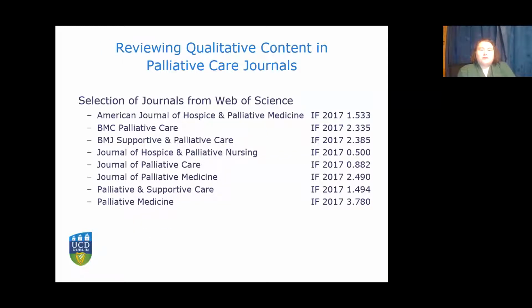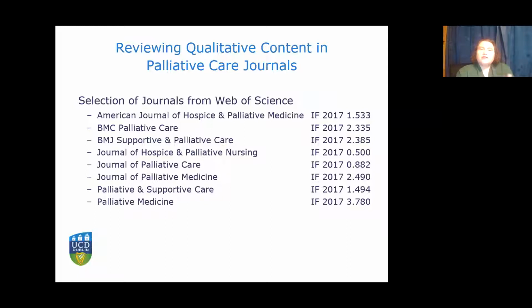So in preparation for today, I just pulled a list of journals from Web of Science that had the word palliative in them. So these in alphabetical order are the journals that came up. I've excluded Current Opinion because it's more review paper, so it was less relevant. But these 8 journals, as you can see, range in terms of their impact factor from 0.5 all the way up to 3.7. You'll all be familiar with them, again, including open access journals and journals based in the US and in Europe, but all very widely read within the palliative care community.